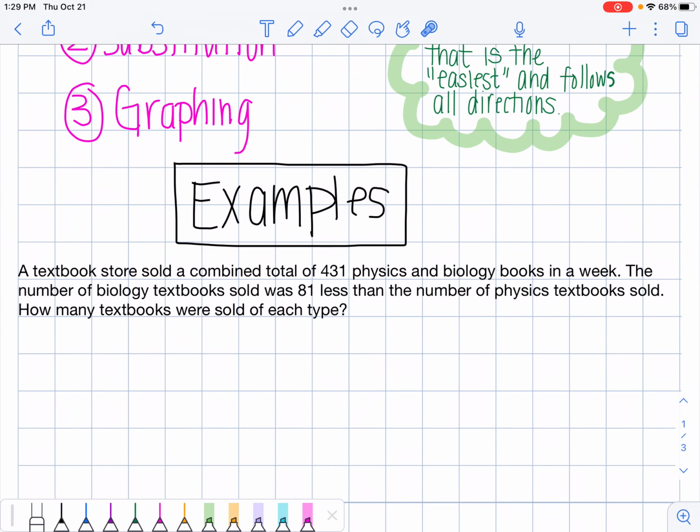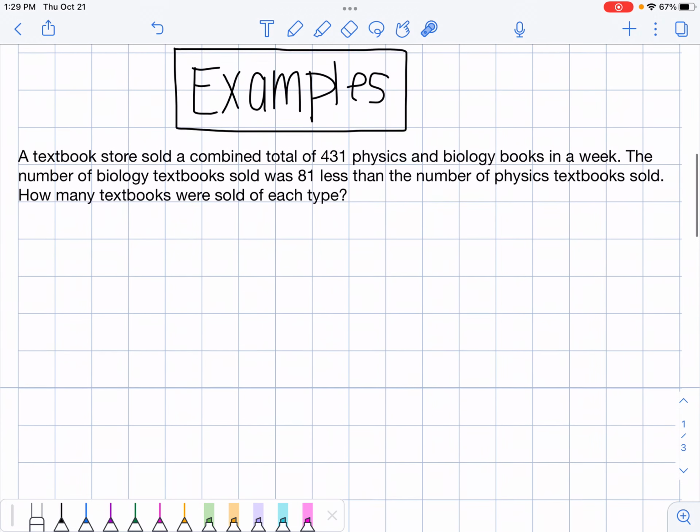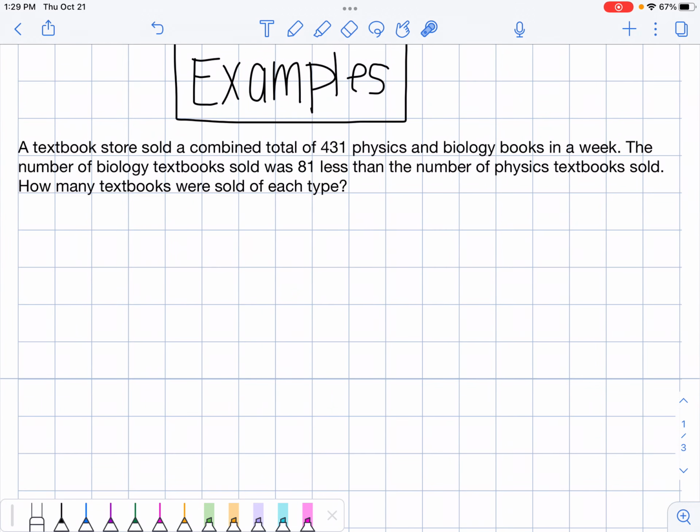It says a textbook store sold a combined total of 431 physics and biology books in a week. The number of biology textbooks sold was 81 less than the number of physics textbooks sold. How many textbooks were sold of each type? All right, so I like to highlight all the information. So I have a combined total of physics and biology books.